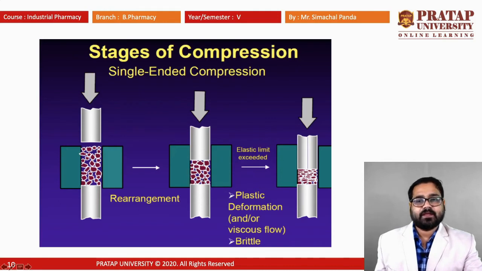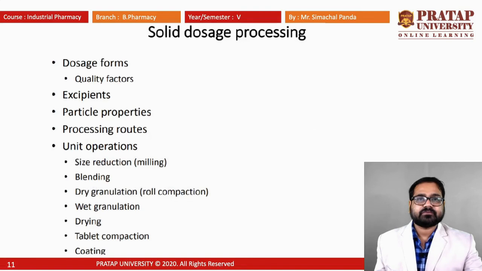Those may be plastic force or elastic force, and due to the plastic deformation, it will get into the proper shape. If that is exceeded, sometimes there is a chance of cracking of the punches. So we have to use plastic materials to be compressed, and we have to study thoroughly the powder's different parameters.